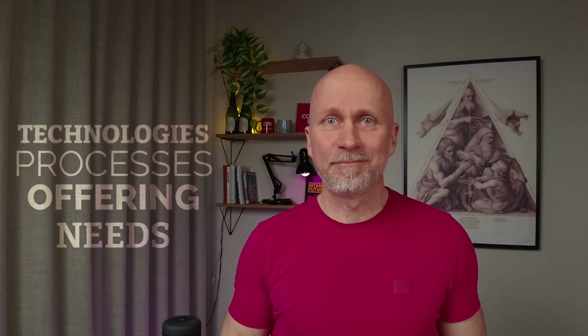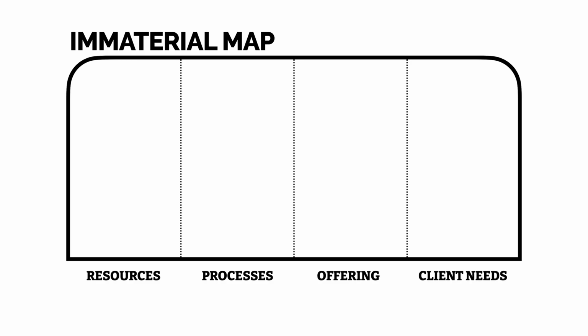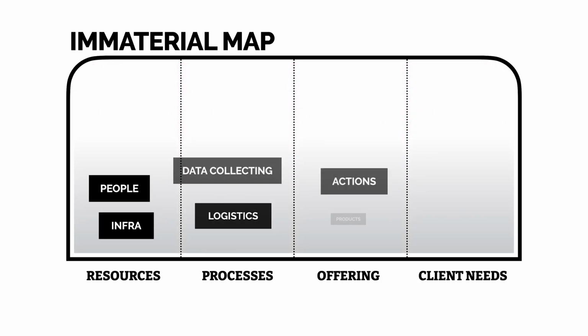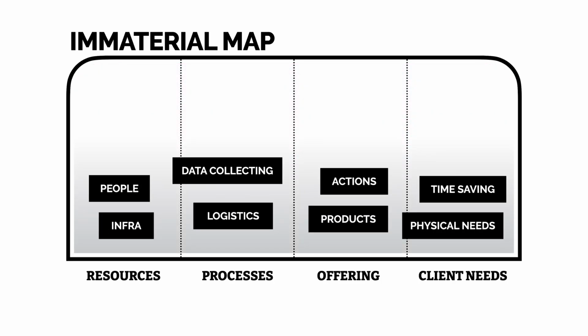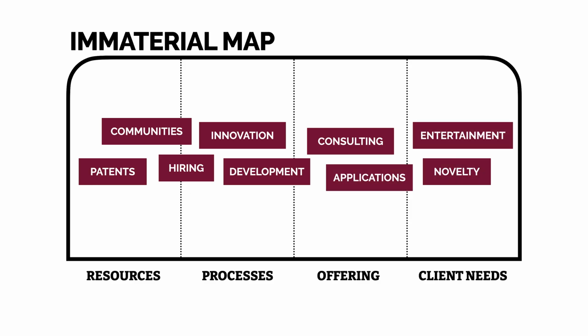These are some of the ways you can use this tool, but let's figure out how to get started. The basic version of the Immaterial Map consists of 4 different folds. They are resources, processes, offering, and client needs. The top part of the Immaterial Map is reserved for elements that don't have a clear body or location. And the bottom part is for physical elements. Of course, elements that are crucial for today's business are quite often combinations of both, or they just lie somewhere in between the physical and the immaterial realm.